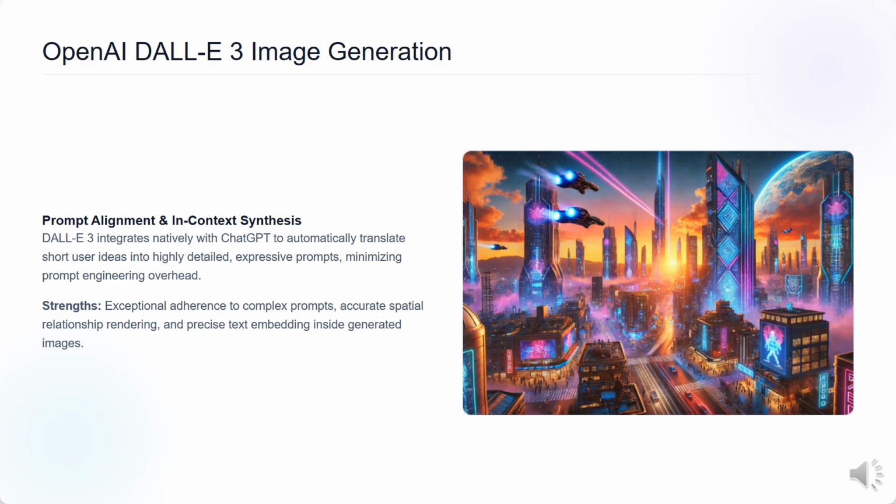So this slide also highlights its integration with ChatGPT. This means that a simple user idea can be transformed into a more detailed prompt before image generation. So this reduces the amount of manual prompt engineering required from the user. Another strength mentioned is the ability to follow complex prompts, understand spatial relationships, and generate text within images. So, this is useful because generating readable and correctly positioned text inside an image has traditionally been challenging for image generation systems.